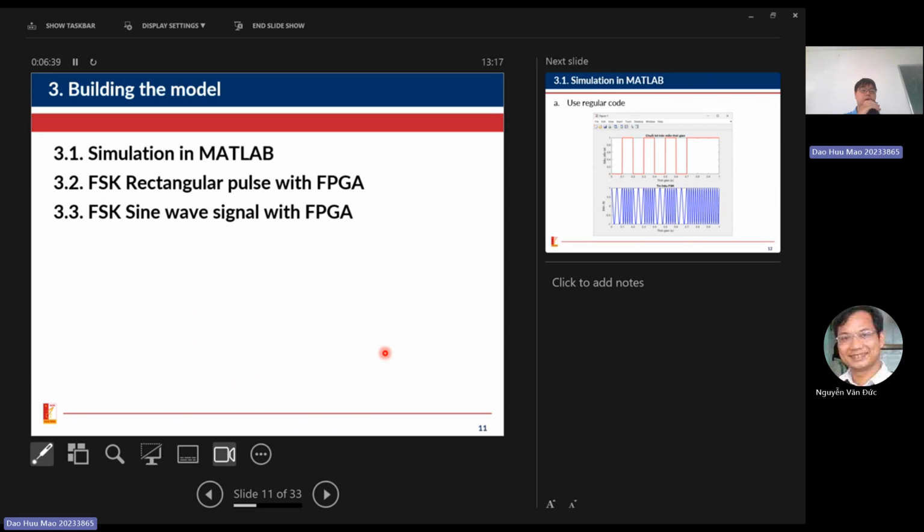Now the third part, building the model. There are three stages of building the model. Firstly, simulation in MATLAB. Secondly, regular build in FPGA, and third, the sine wave with the FPGA.